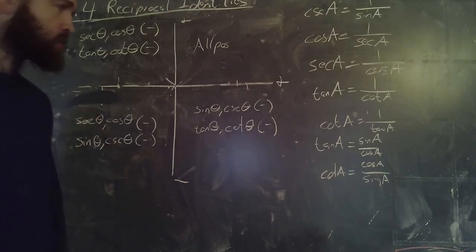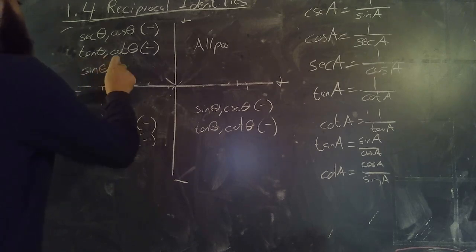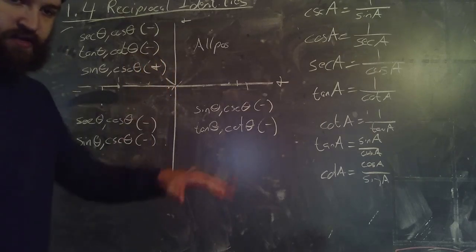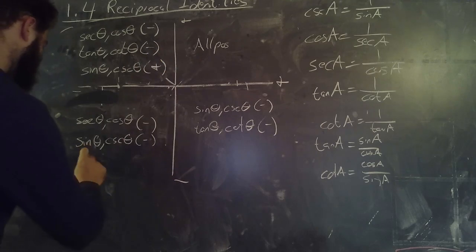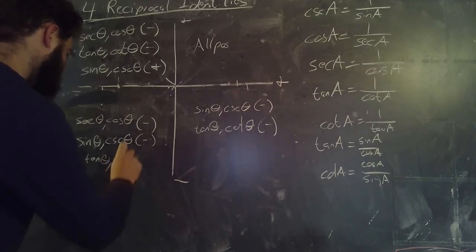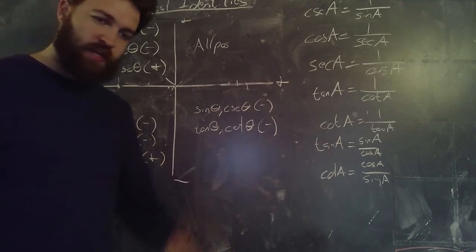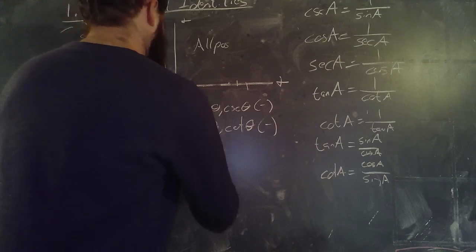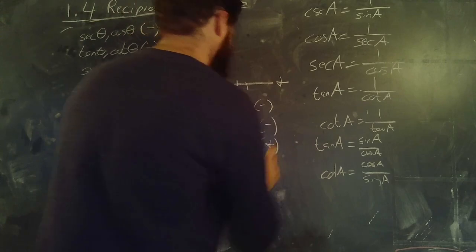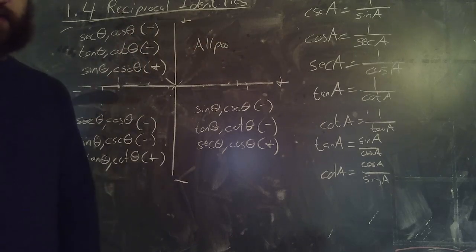An easier way to remember this is that the sine and cosecant values are positive in the second quadrant and everything else is negative. The tangent and cotangent values are positive in the third quadrant and everything else is negative. And the secant and cosine ratios are positive in the fourth quadrant and everything else is negative. And then everything is always positive in the first quadrant.